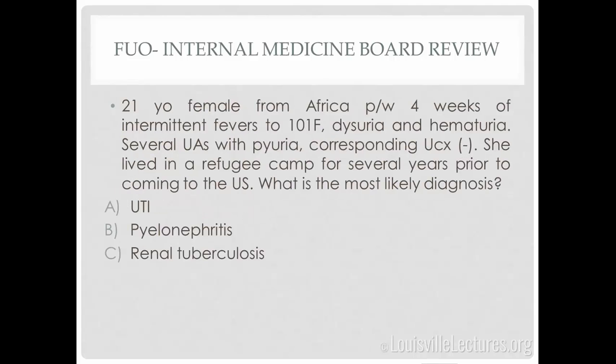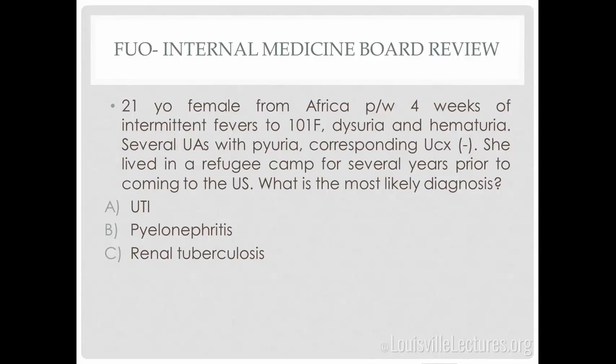All right, so let's jump into some cases. This case is a 21-year-old female from Africa. She has over 4 weeks of intermittent fevers up to 101. And again, these are occasional. They're not happening every day. She has dysuria and hematuria.